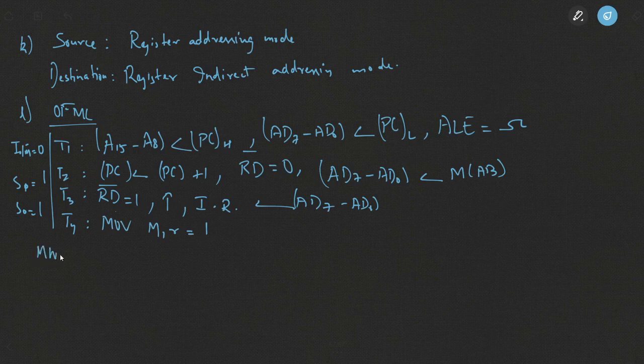Now we have the memory write machine cycle in this case, not the memory read machine cycle. So IO/M bar is still 0. In this case, S1 will be 0, S0 will be 1. In read, S1 is 1, S0 is 0.